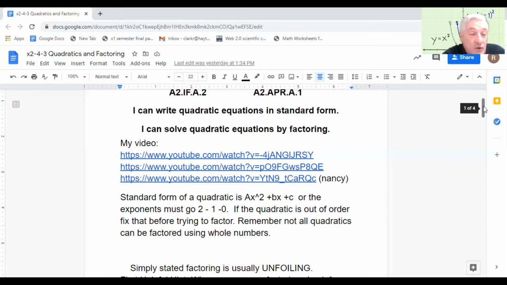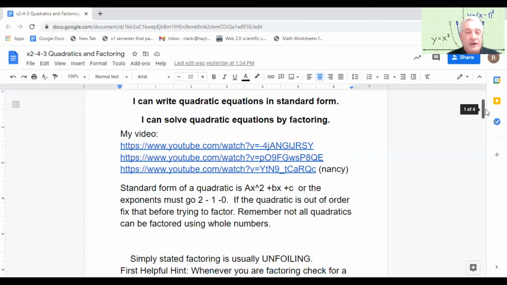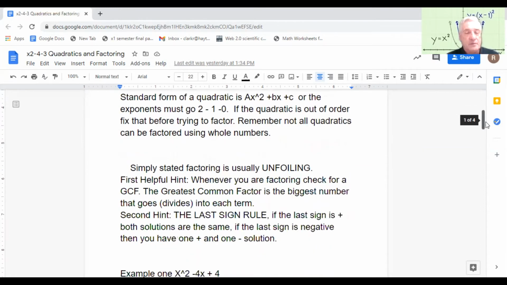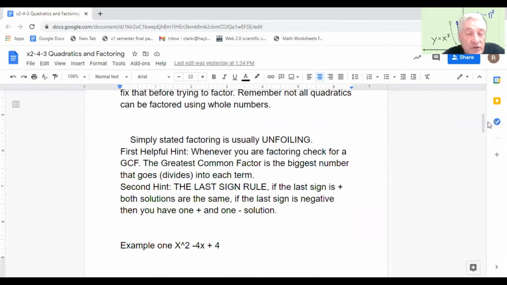Remember, not all quadratics are going to be factorable. So for some of my examples, I had to get quadratics that are factorable. Some cannot be factored, and we will solve those by completing the square. We'll solve those with the quadratic equation. You've seen both of those in the past. Simply stated, factoring is usually unfoiling.